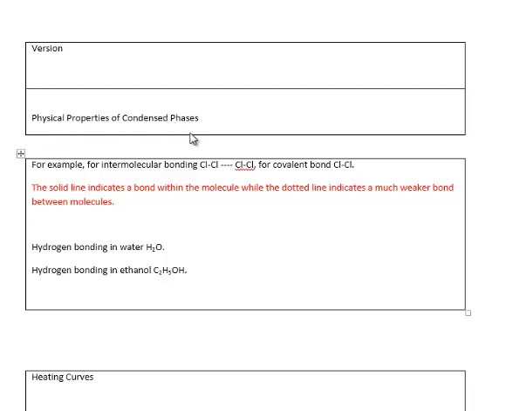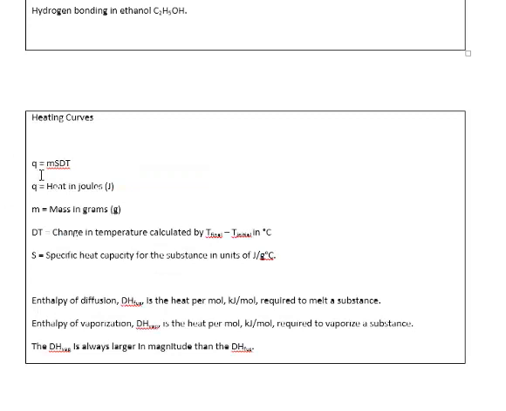Physical properties of condensed phases. For example, the intermolecular bonding, and here's an example of how this would be expressed for a covalent bond between chlorine. The solid line indicates a bond within the molecule, while the dotted line indicates a much weaker bond between molecules. Hydrogen bond in water, H2O, hydrogen bond in ethanol, C2H5OH. Heating curves, Q equals M capital S delta T.